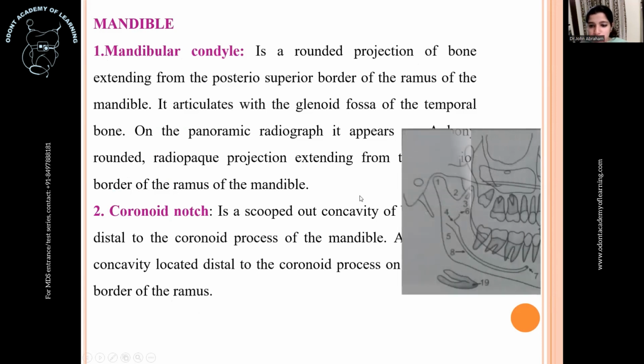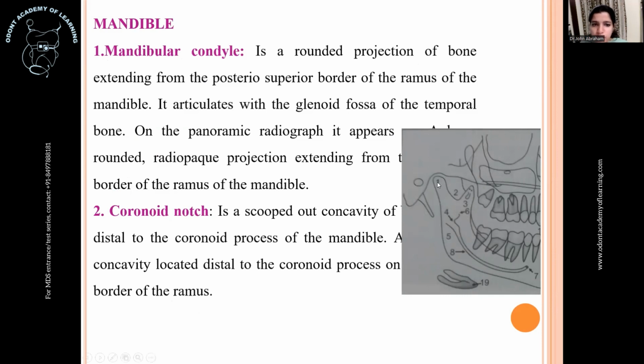Coming to the mandible, what are the normal structures that are seen? This is your mandibular condyle. It is a round projection of bone extending from the posterior superior border of the ramus of the mandible, and it articulates with the glenoid fossa that we have seen in the landmarks of the maxilla. So in the radiograph, how does it appear?